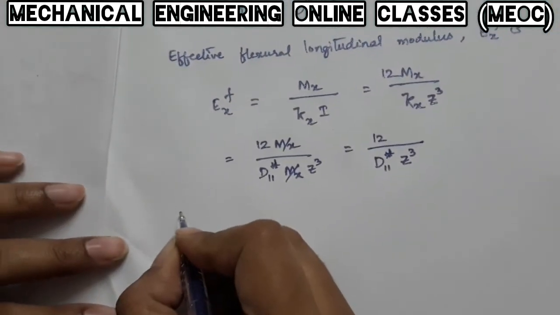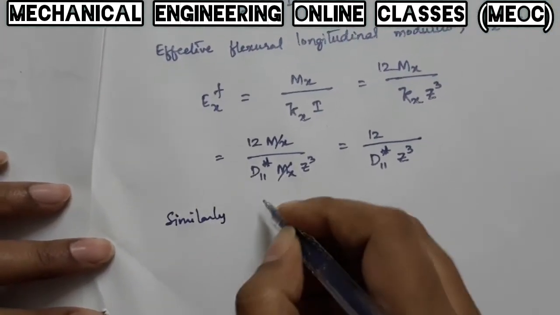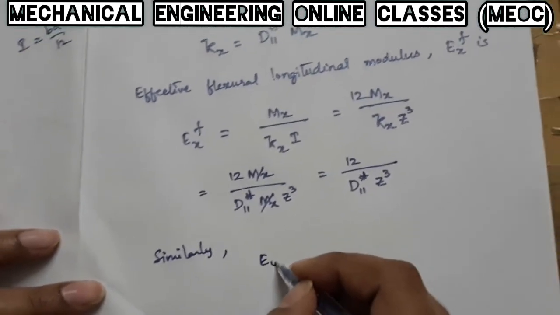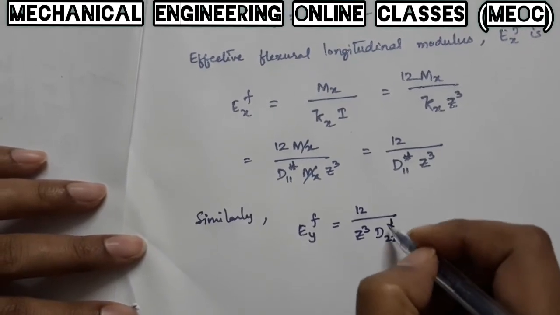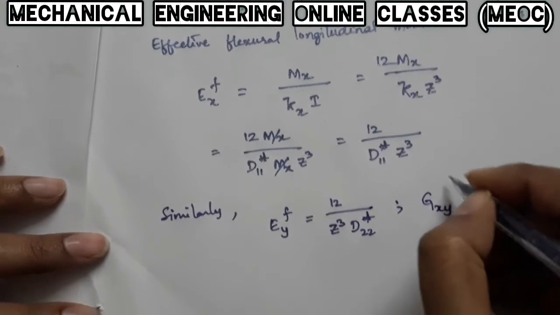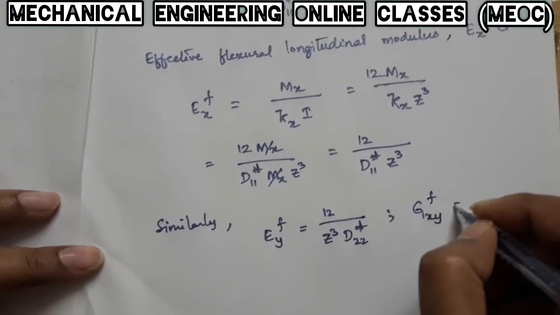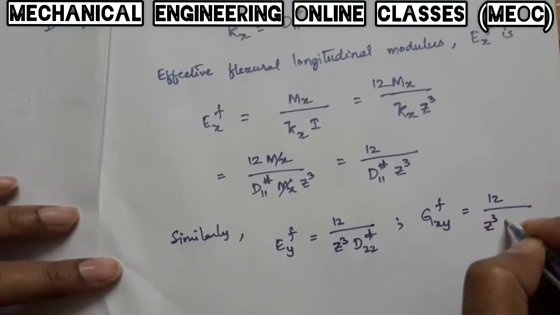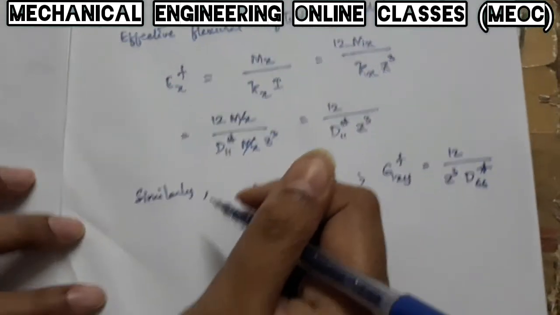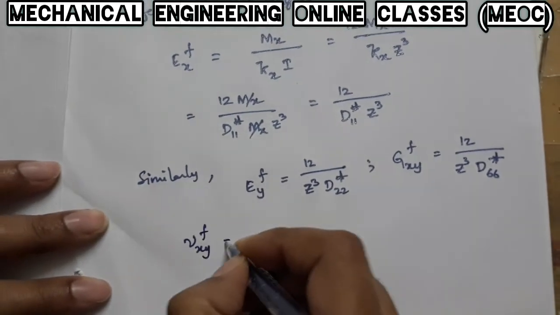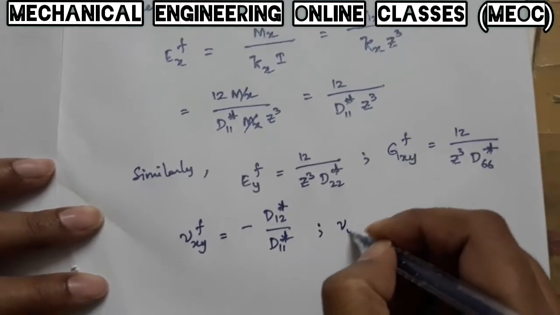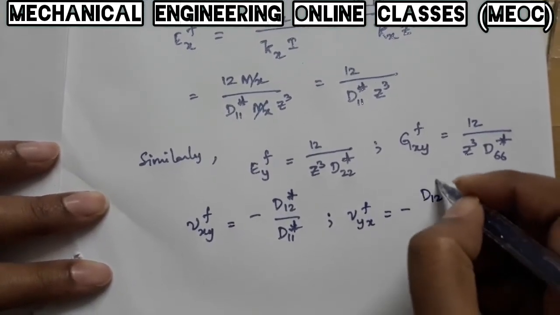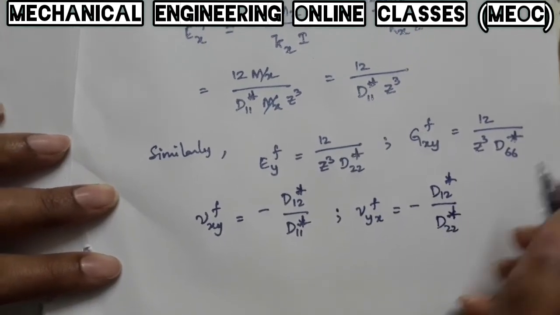Similarly, we will also find out the other elastic moduli as EYF is equal to 12 by Z cube into D22 star, and GXYF is equal to 12 divided by Z cube into D66 star, and nu xyF is equal to minus D12 star divided by D22 star.